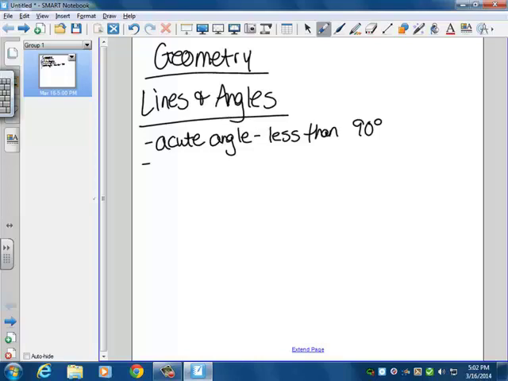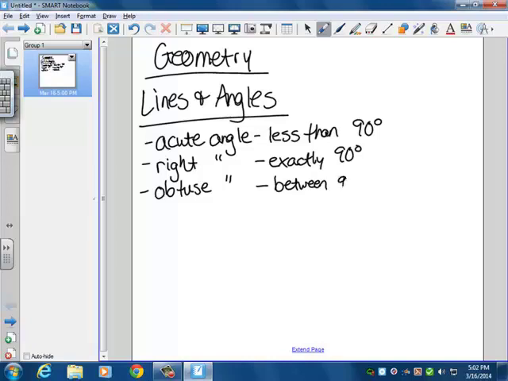If we have an angle that's exactly 90 degrees, that's called a right angle. Right angle is exactly 90 degrees. And then when we go to more than 90, this is called an obtuse angle. So this would be between 90 and 180. That would be considered obtuse. And then once we are at exactly 180, this is just a straight line or straight angle. Exactly 180. Straight line or straight angle. Exactly 180 degrees.